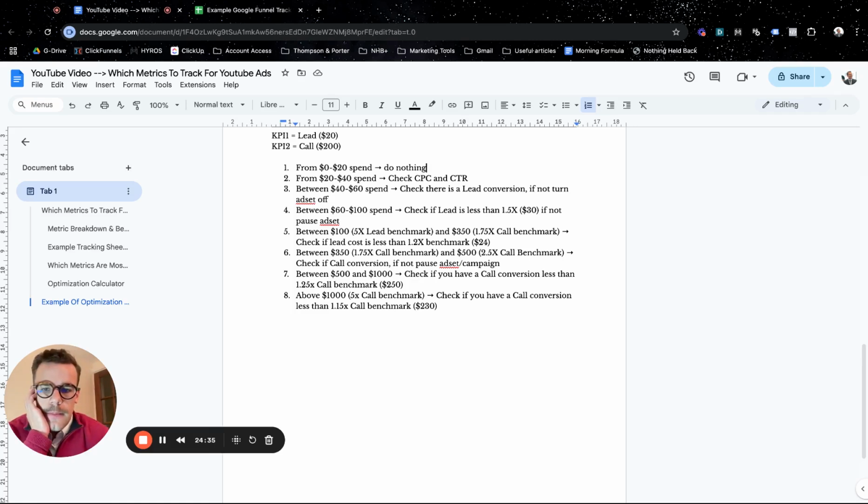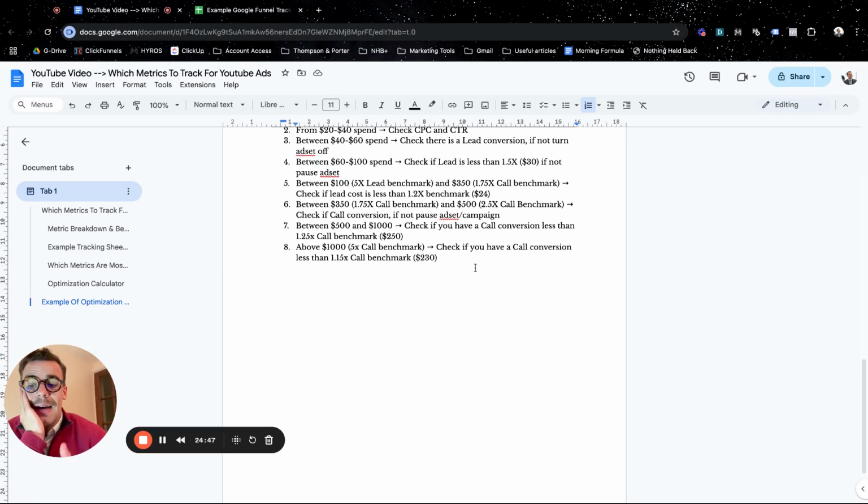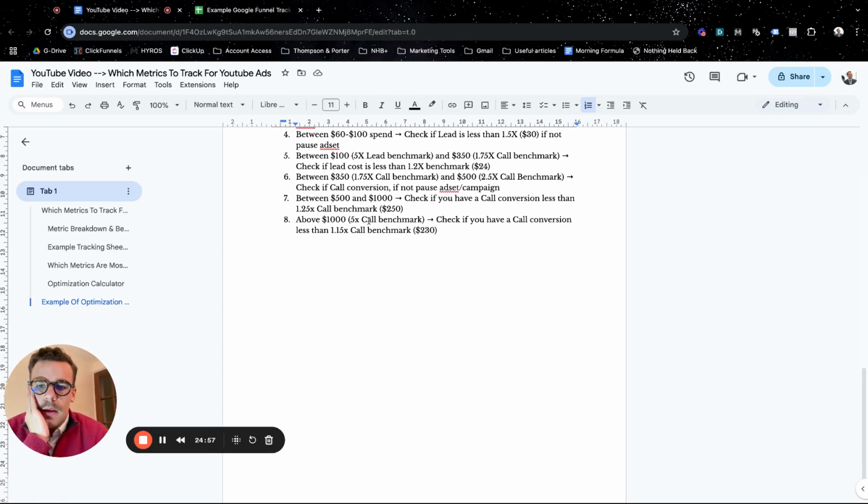So between $350 and $500, so this is 2.5x the call benchmark, if it gets to $350 to $500 and it hasn't booked a call, we're going to turn the campaign off or turn the ads off. Again, if other ads are in KPI and it's just one ad, then we'll leave the campaign on and turn the ad off. If all ads are out of KPI, we'll turn the whole campaign off. Between $500 and $1,000, again, we're going to check if the call cost is less than 250, because that's going to be a sign that it's going to be consistent and be able to scale. And then above $1,000, we want it to be 1.15x call benchmark.